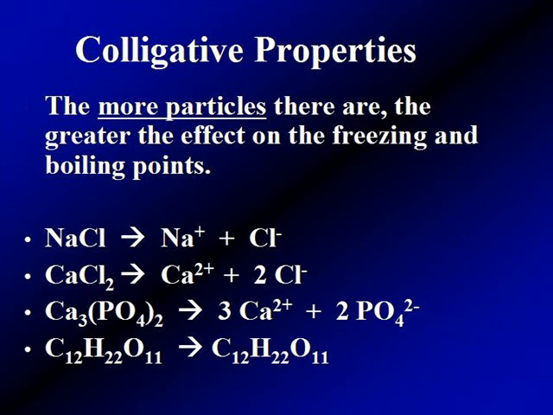When you look at C12H22O11, you might expect a lot of ions to form. But remember, C12H22O11 is not an ionic compound. So actually, there's no ion formation. There's only the one molecule, so it would be the least effective of these at raising the boiling point and lowering the freezing point. The properties of raising and lowering freezing points are called colligative properties.